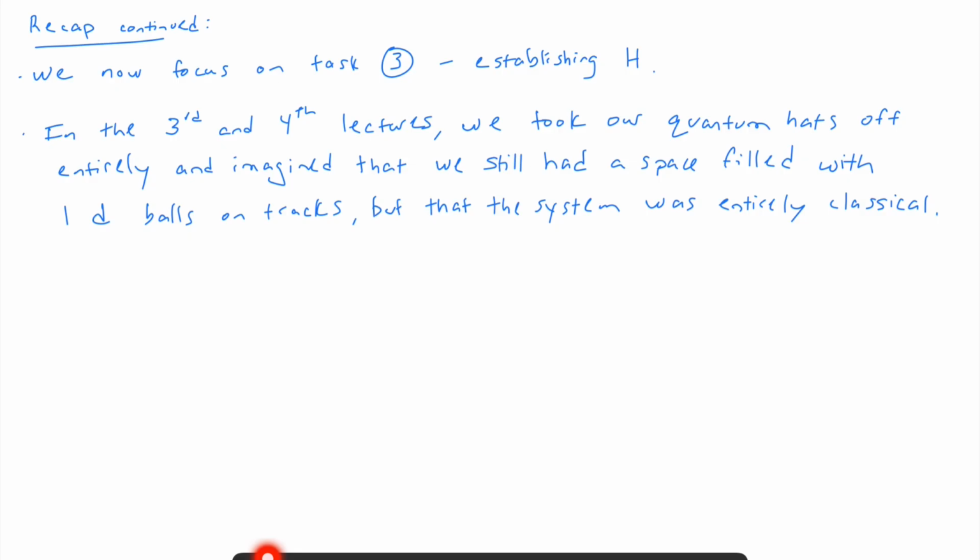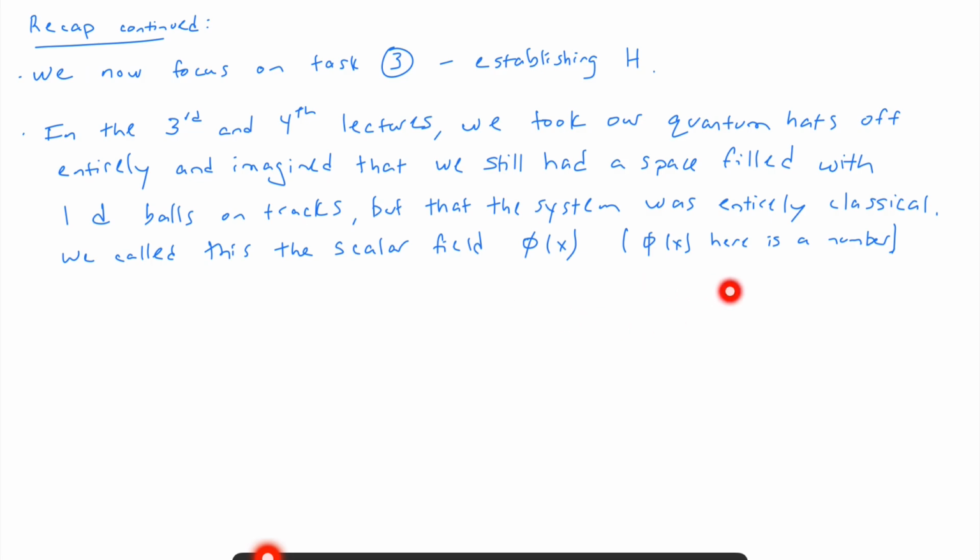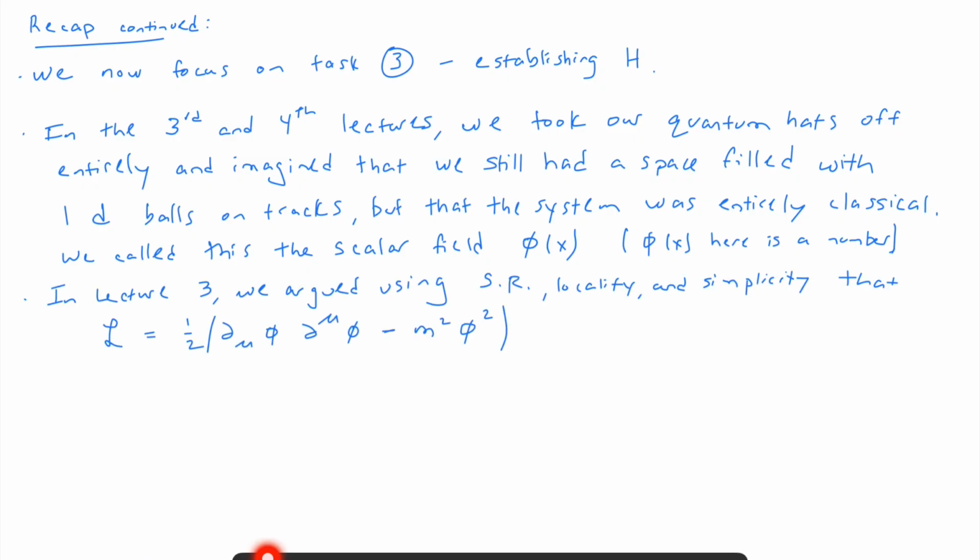In the third and fourth lectures, we took our quantum hats off entirely and imagined that we still had a space filled with one-dimensional balls on tracks, but that the system was entirely classical. We called this scalar field phi of x, and phi of x here was not an operator, it was just a number. In lecture 3, we argued using special relativity, locality, and simplicity that the Lagrangian had this very simple form.